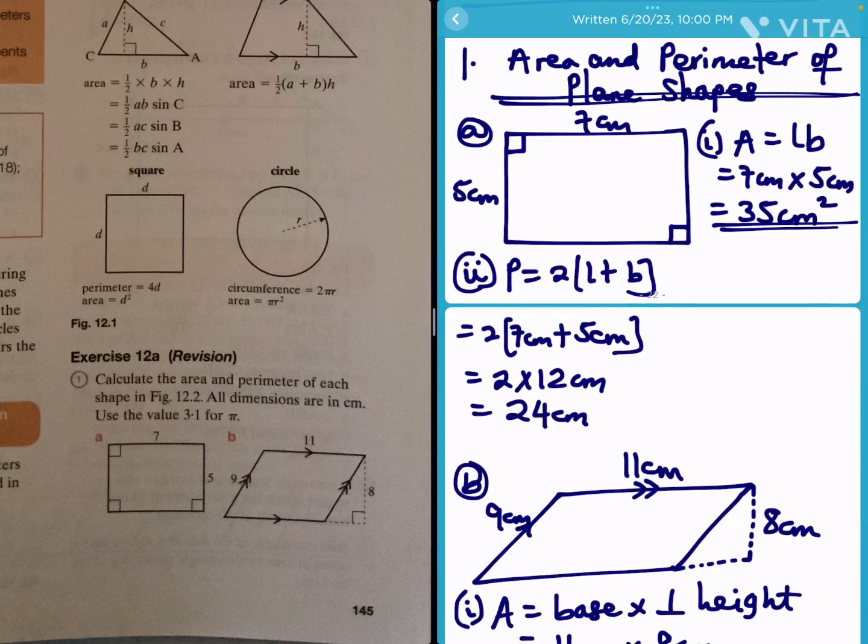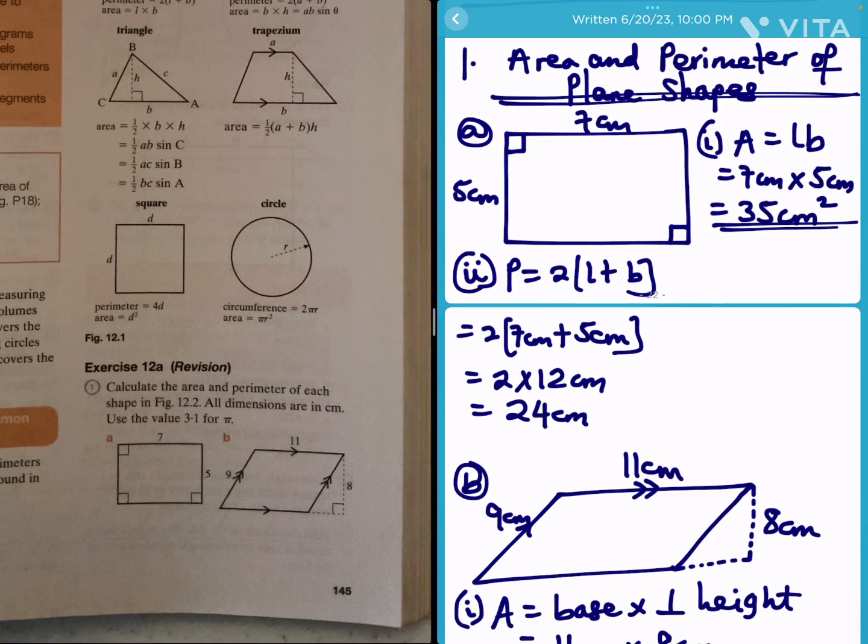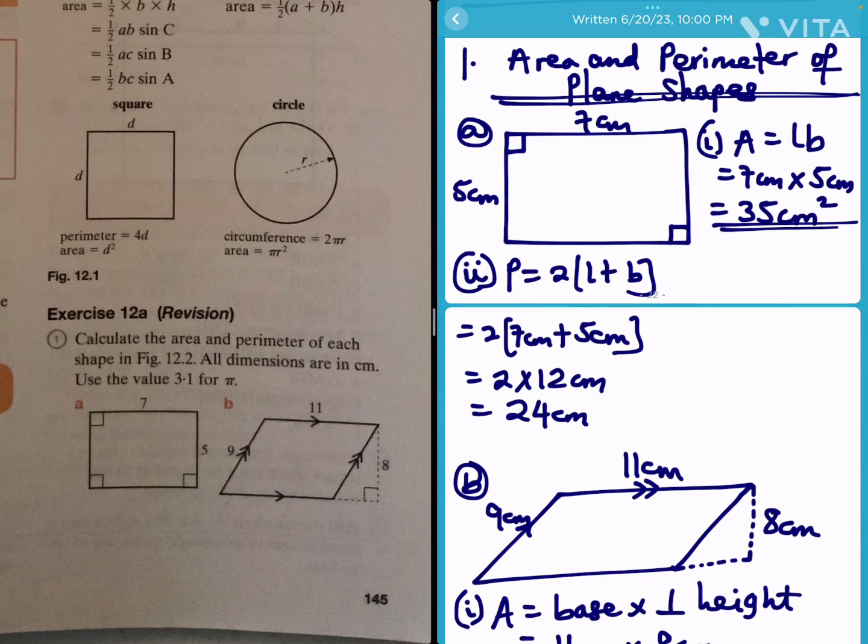Area and perimeter of plane shapes. This topic is called plane mensuration. The first question in exercise 12 says we should calculate the area and perimeter of each of the following shapes. A is a rectangle.